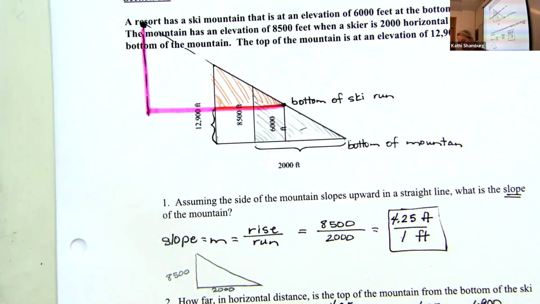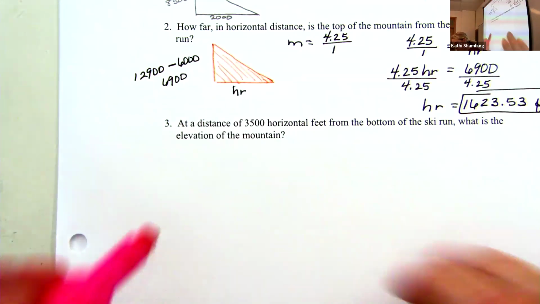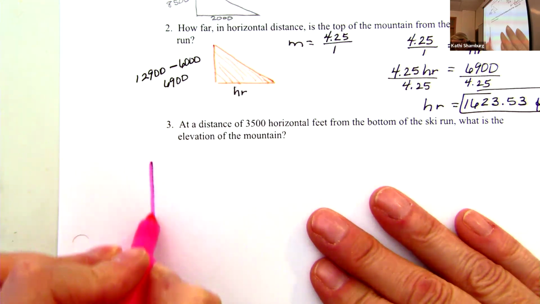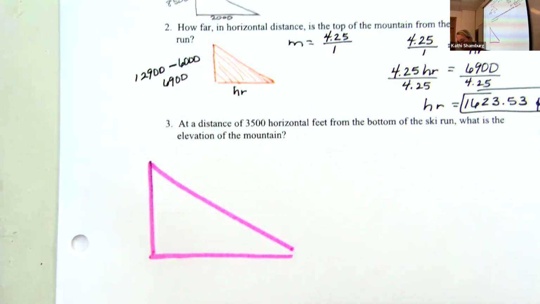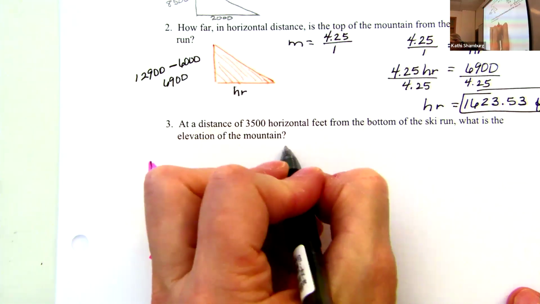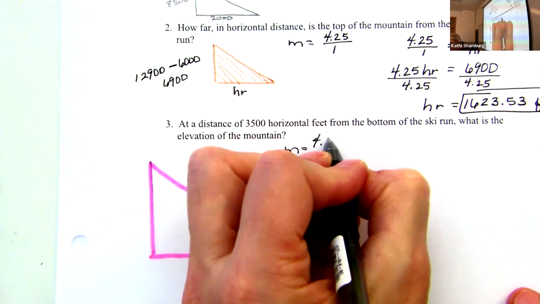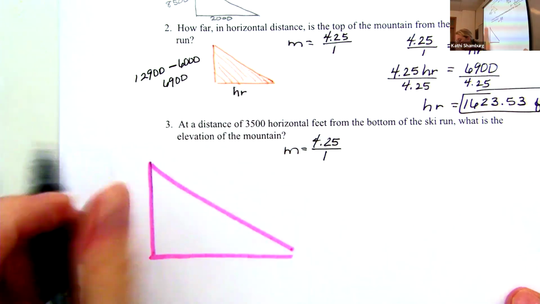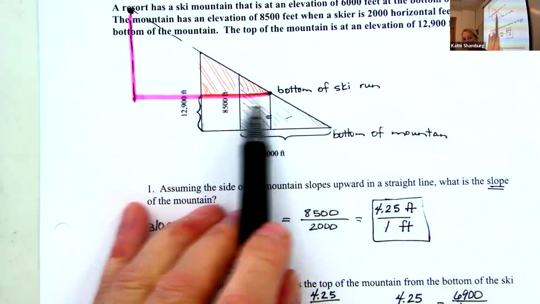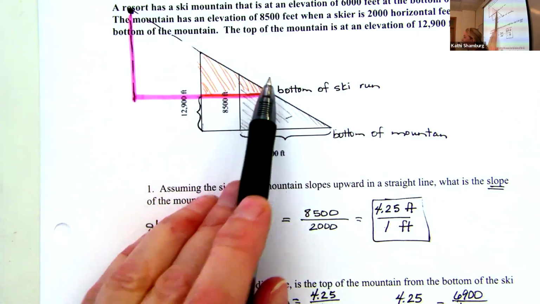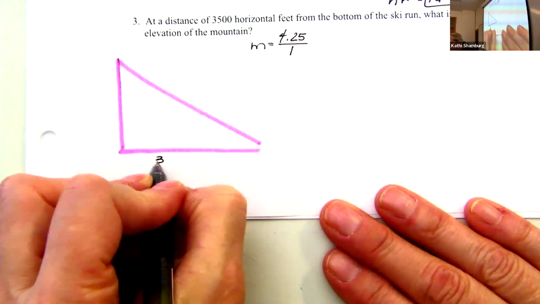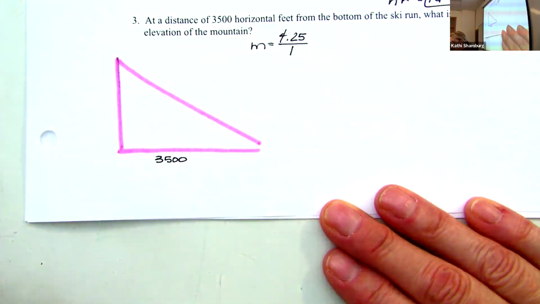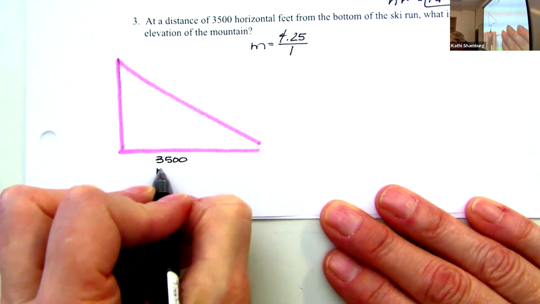Okay, so let me draw that down here. We know the slope. And what else did they give me with this pink triangle? The run, the horizontal run, they said was 3,500, right? So they're giving us this as 3,500, which is the horizontal run.